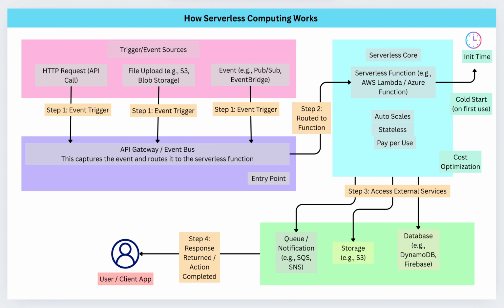How serverless works. Here's how it works behind the scenes. You deploy your code as a function. When an event triggers it, maybe an HTTP request, a file upload, or a message in a queue, the cloud provider spins up a container, runs the function, automatically scales, and shuts it down when it's done. All this happens in seconds thanks to container orchestration and smart scheduling.